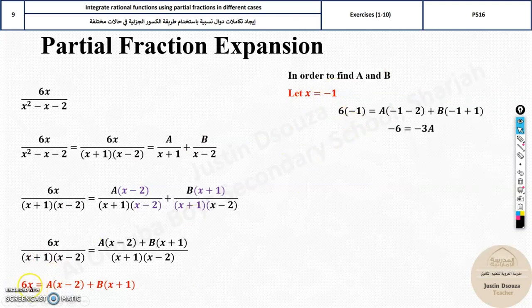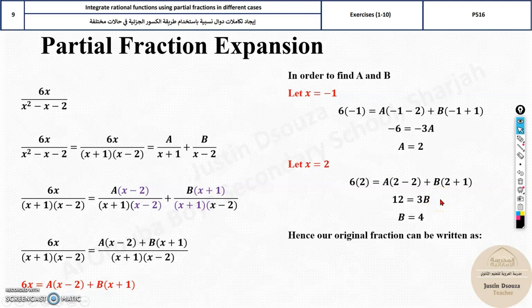So in order to find a and b, put x equals negative 1 and solve. Over here, wherever x is there, you should put negative 1 and solve. You will get a as 2. So now you have found the a value. And what next? You need to put x as 2 over here for the b value. Solve it, you will get the b value, that is 4. So this is how we can find a and b.